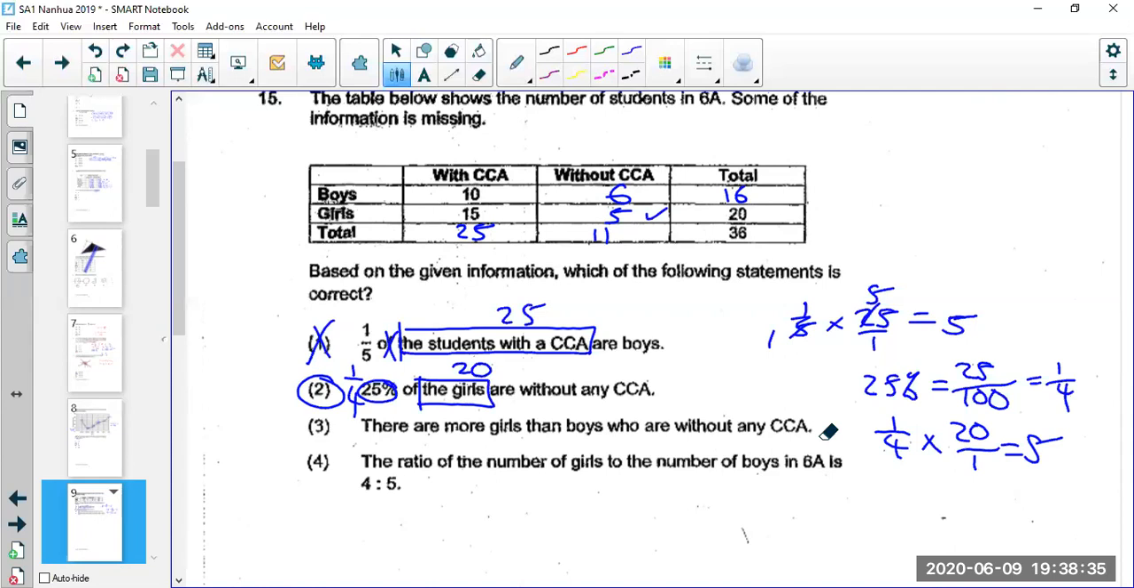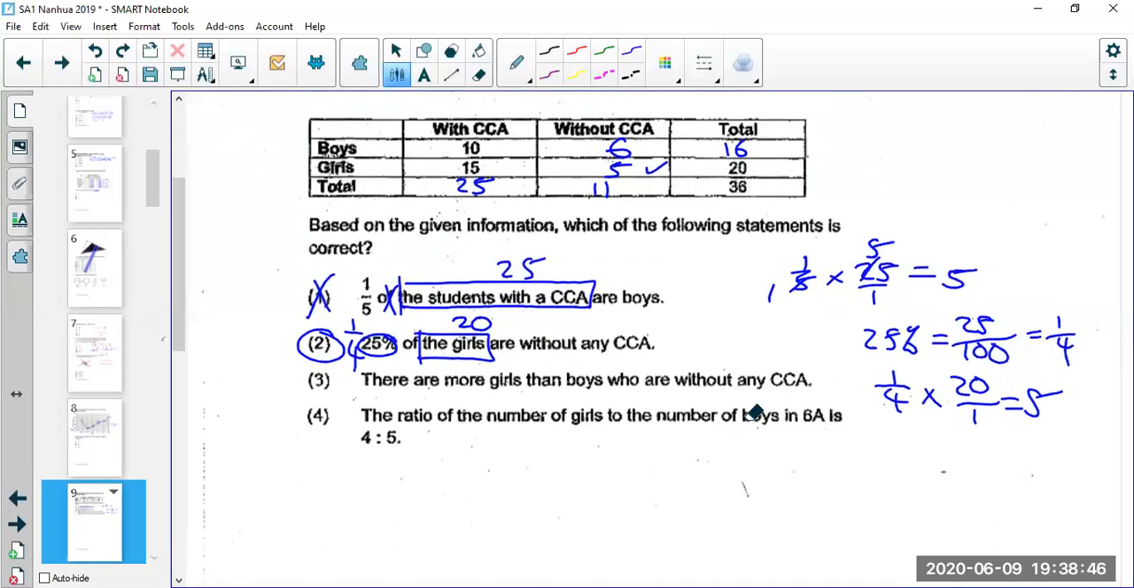So not difficult, right? So you look at the fraction, look at the percentage, change it to a fraction. So 1/4 of the girls. So how many girls are there? 20 girls. Then what is 1/4 of 20? What is 1/4 of? Of is what? Of is times. Okay.